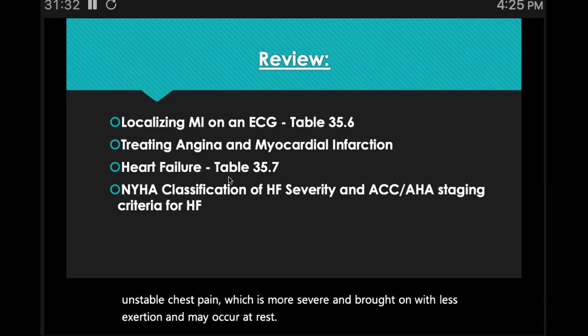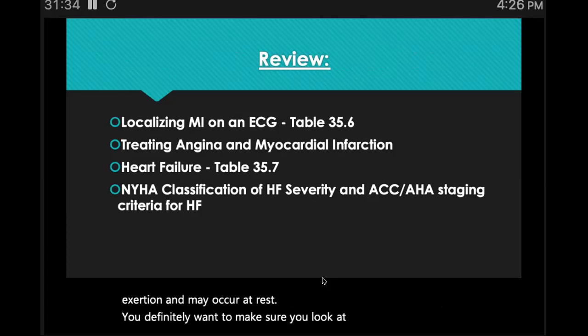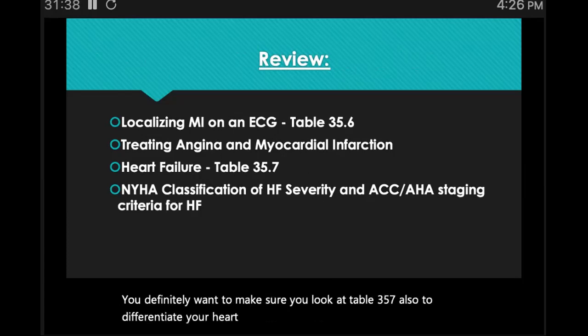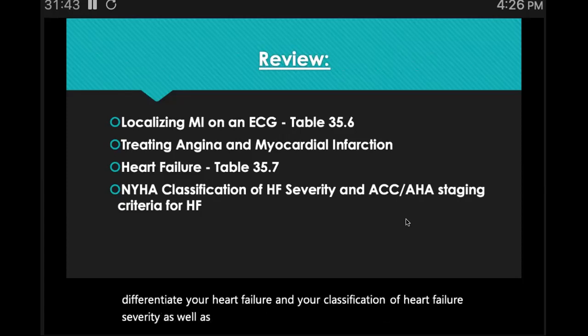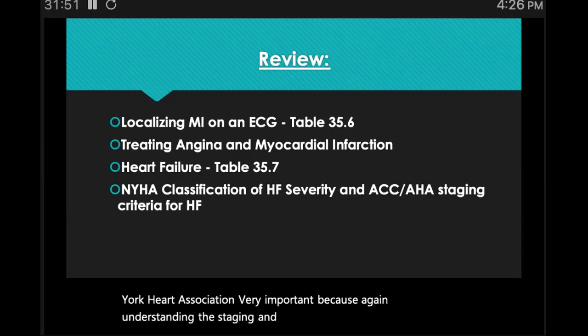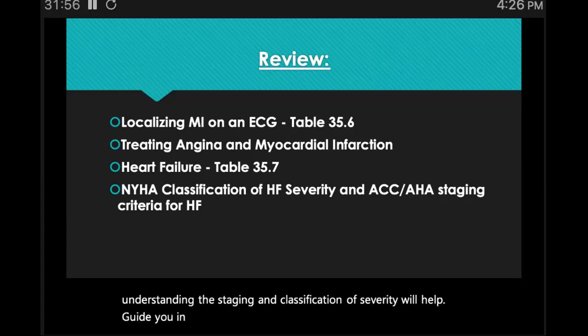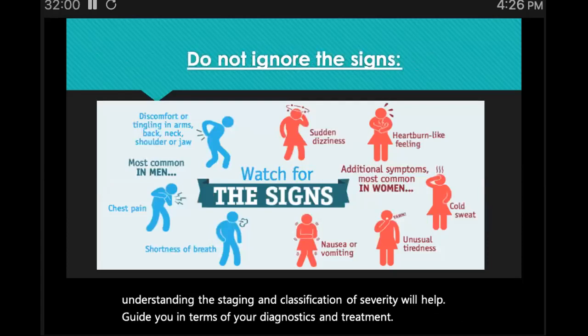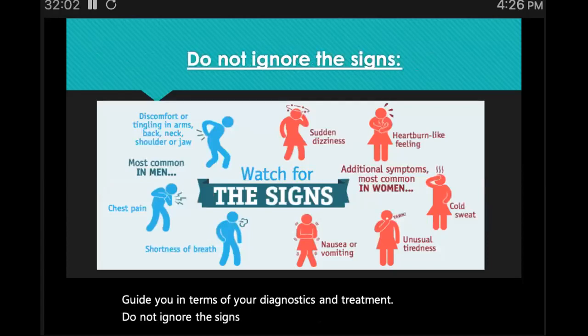You definitely want to make sure you look at table 35.7 also to differentiate your heart failure and your classification of heart failure severity, as well as staging criteria for heart failure based on the New York Heart Association. Very important because, again, understanding the staging and classification of severity will help guide you in terms of your diagnostics and treatment. Do not ignore the signs, of course.